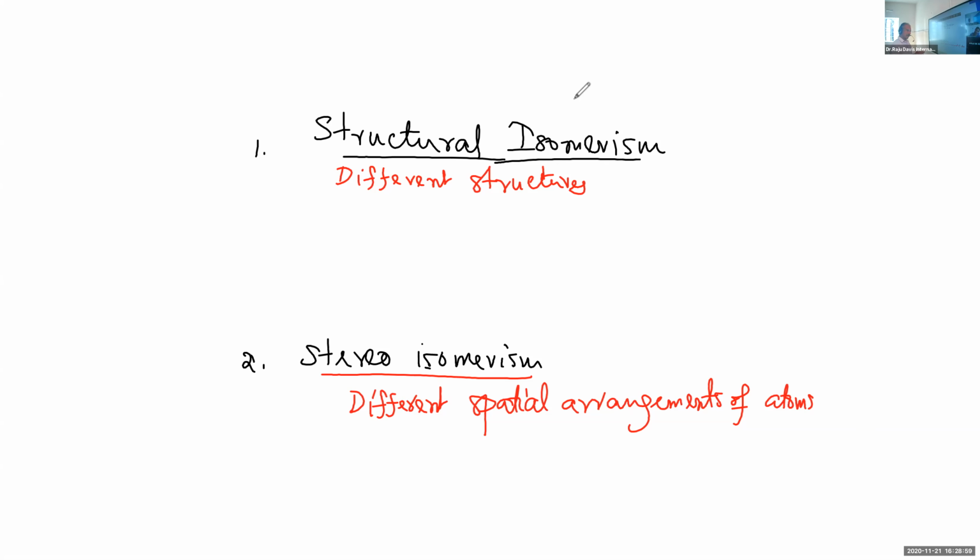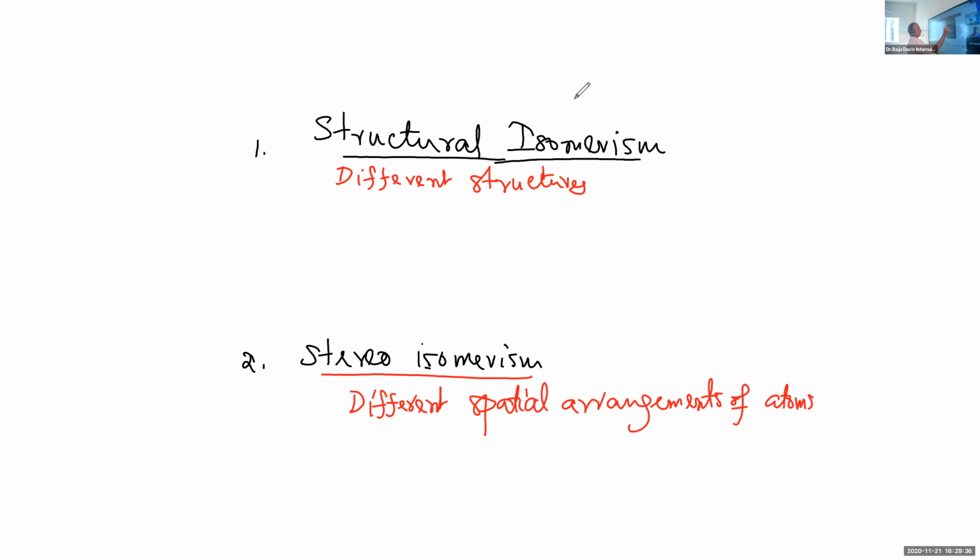We have to consider the direction of the bonds. Covalent bonds have directional property. So in stereoisomerism, we have to consider the direction of the covalent bonds also. The direction of the arrangements of the atoms in space must be considered. So stereoisomers have different spatial arrangements, but structural isomers have different structures only.